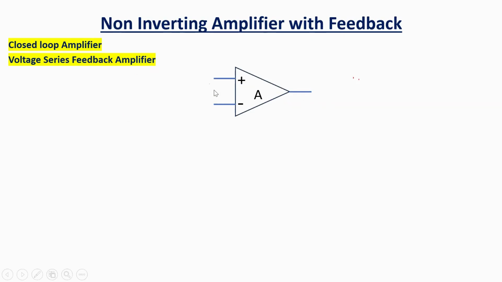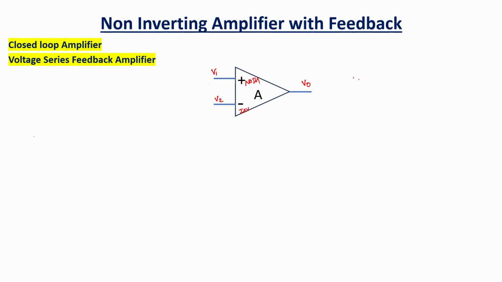Let us consider open loop configurations. You can see here, this is the non-inverting terminal. This is the inverting terminal, and this is the output voltage V0. This is the V1 input terminal. This is the V2 input terminal. We can start deducing the equations with the open loop configuration assumptions, and later we can deduce the equations for the closed loop amplifier.